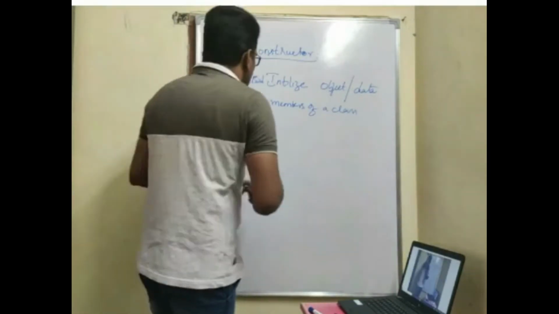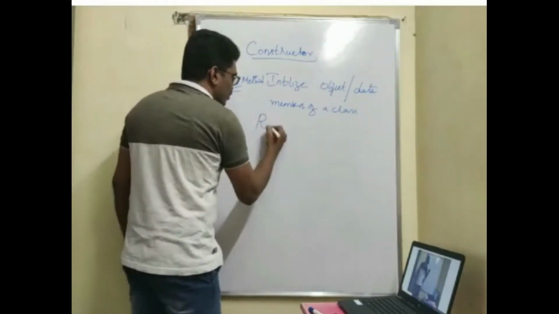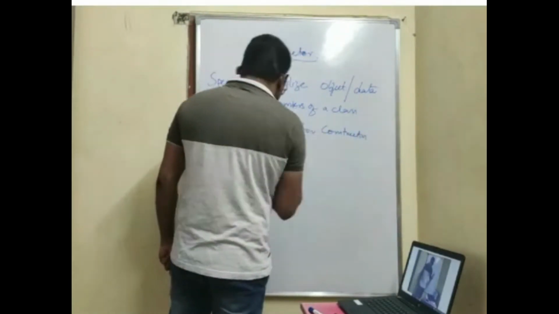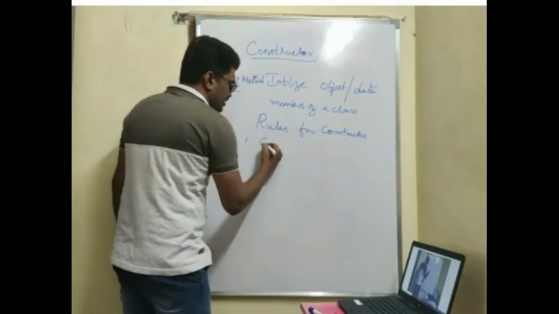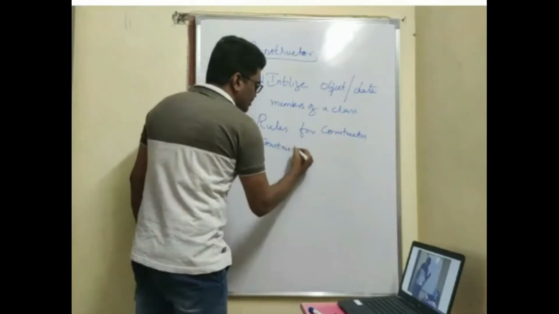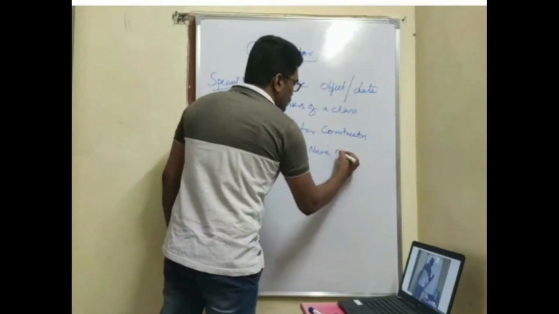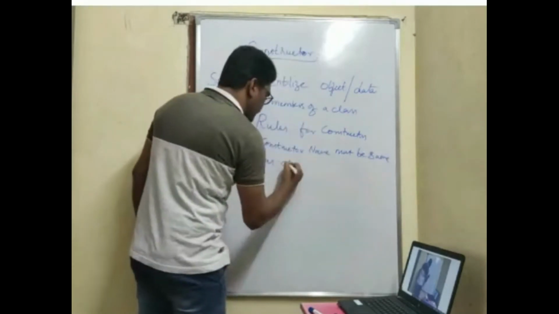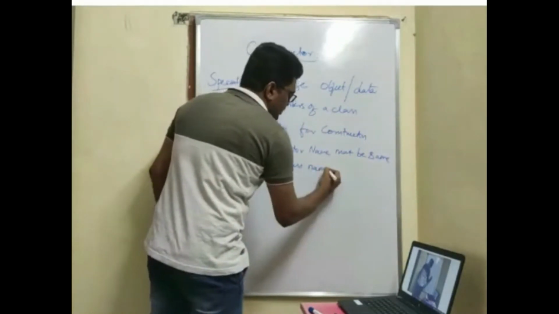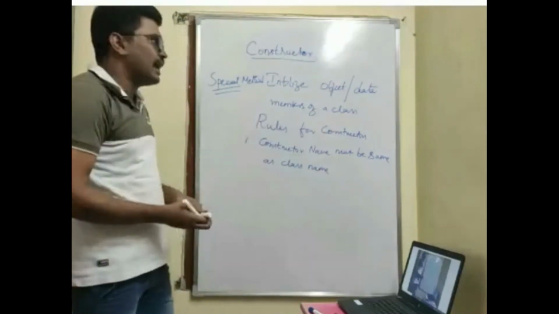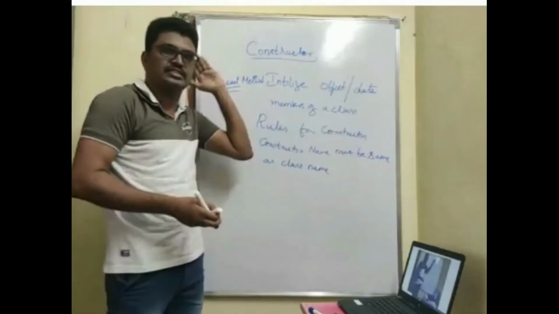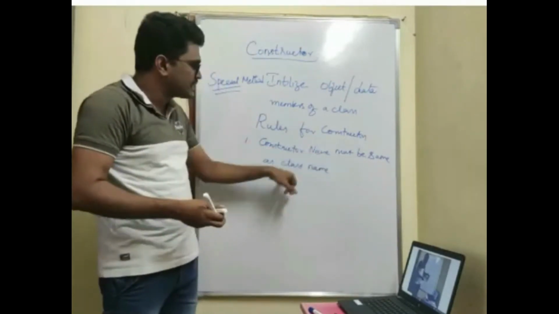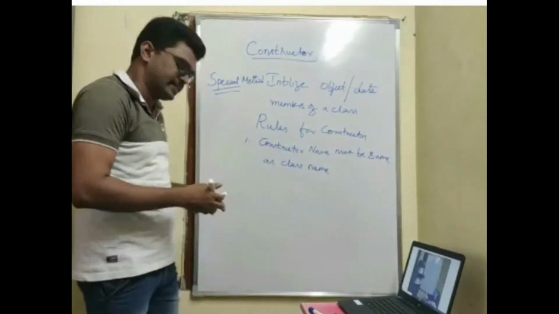So now you can define a constructor, but you need to follow some rules. Rules for constructors. The first and foremost rule is the constructor name must be same as the class name. If I have a class XYZ, my constructor name is also XYZ. So the constructor name and class name must be same.